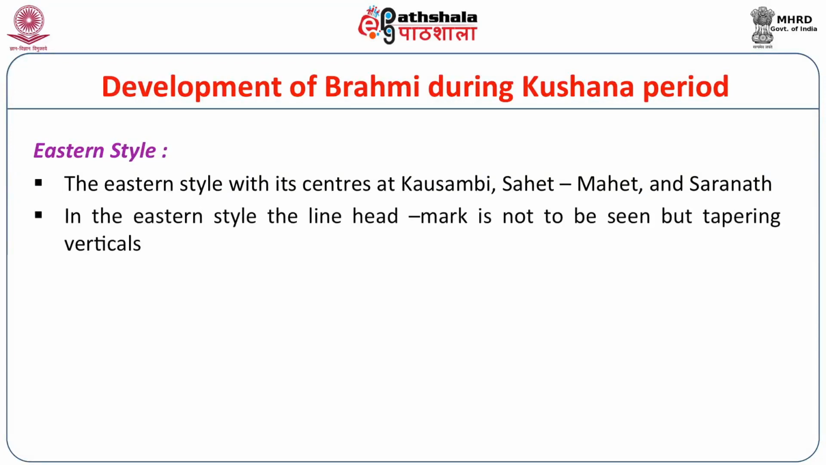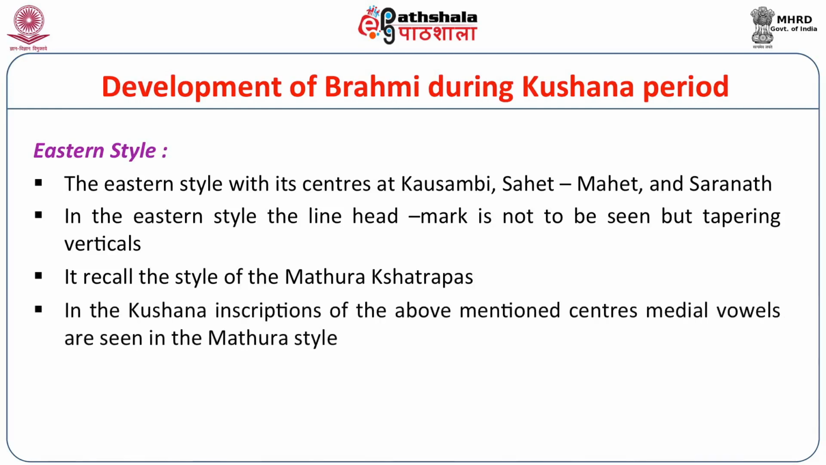In the Eastern style, you may predominantly see that the head mark is not to be seen, but tapering verticals. This is a very important characteristic feature of the inscriptions seen in the Eastern style. They lack a head mark, but you find, on the other hand, a long tapering vertical without head mark. So it recalls the style of the Mathura Kshatrapas. We have just seen above how the verticals were extended, of course, with a very slight head mark appearing above. And in the Kushana inscriptions of the above mentioned areas, medial vowels are seen as in the Mathura style.